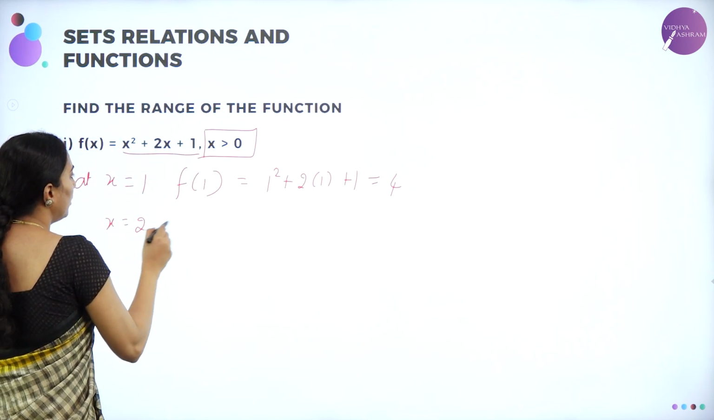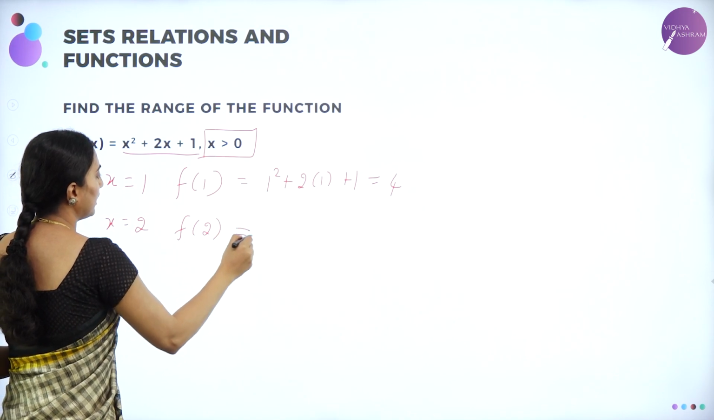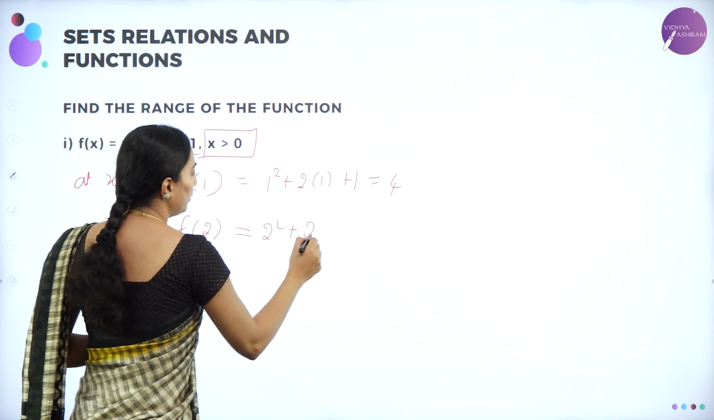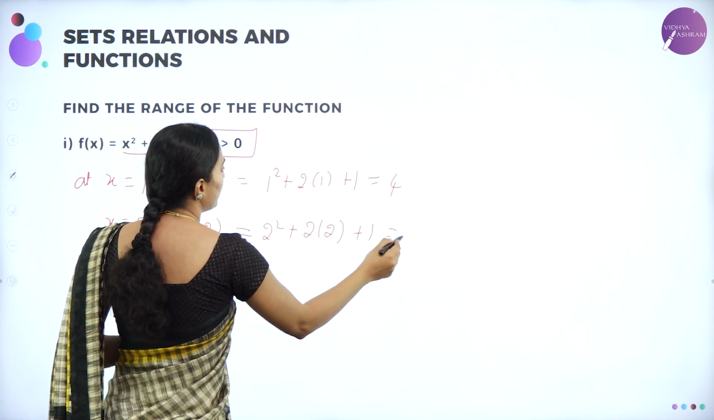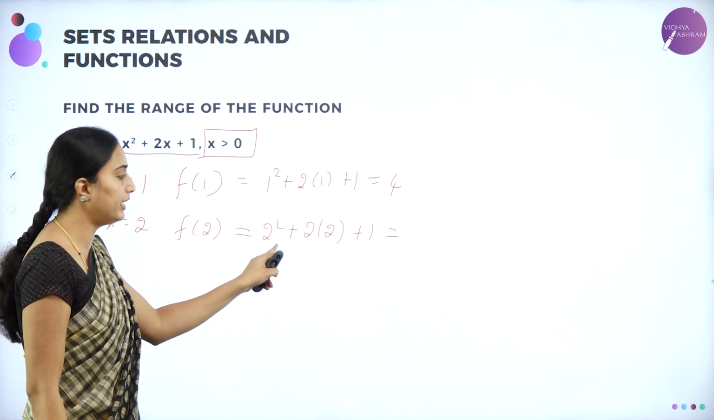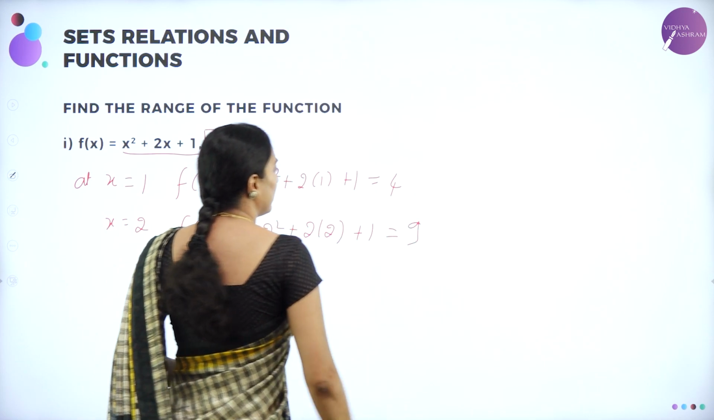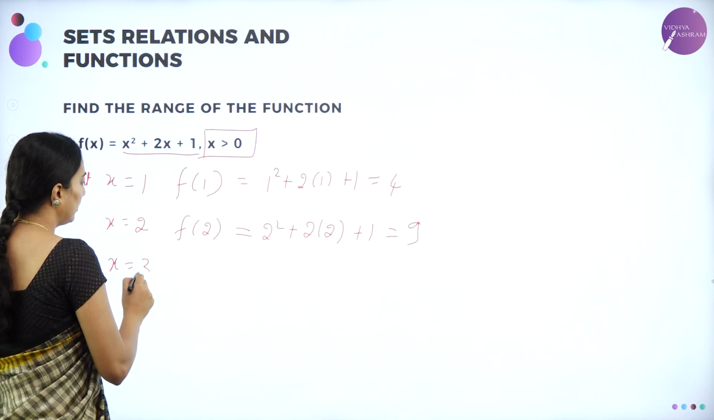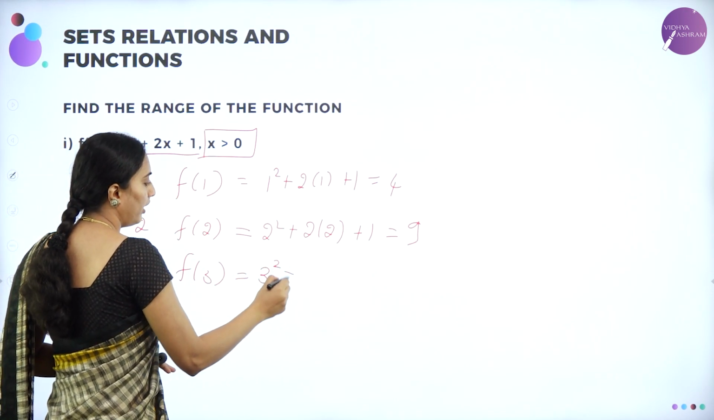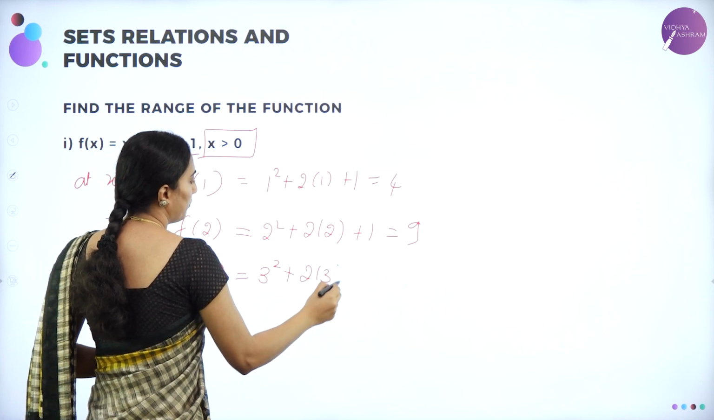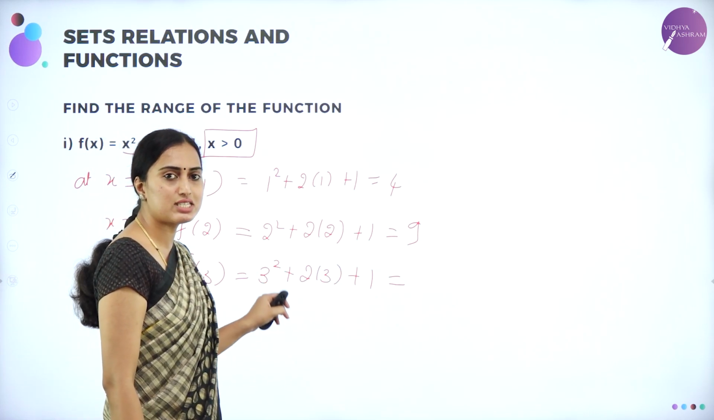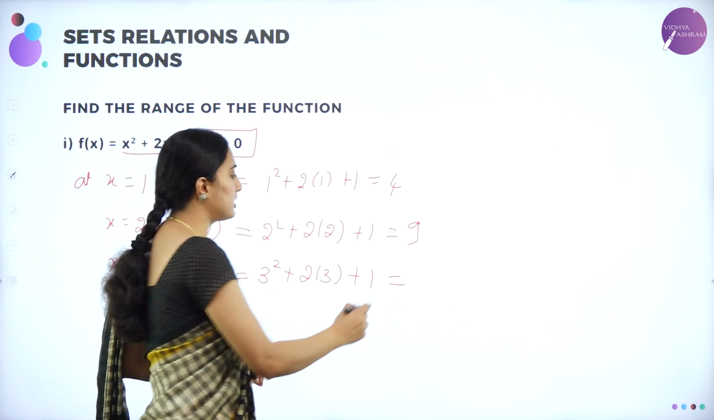At x equal to 2, what is f of 2? f of 2 is 2 squared plus 2 into 2 plus 1. 2 squared is 4, 2 into 2 is also 4, 4 plus 4 is 8, 8 plus 1 is 9. Similarly, at x equal to 3, what is f of 3? Let me calculate by substituting x equal to 3. 3 squared plus 2 into 3 plus 1. 3 squared is 9, 3 2s are 6, 9 plus 6 is 15, 15 plus 1 is 16.